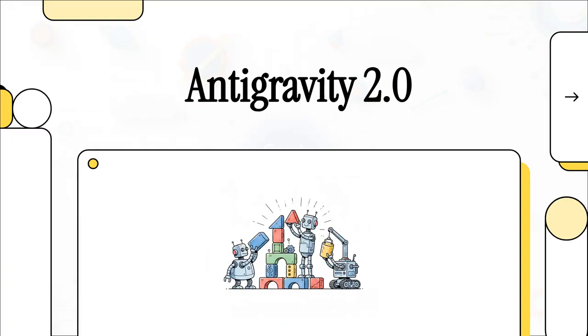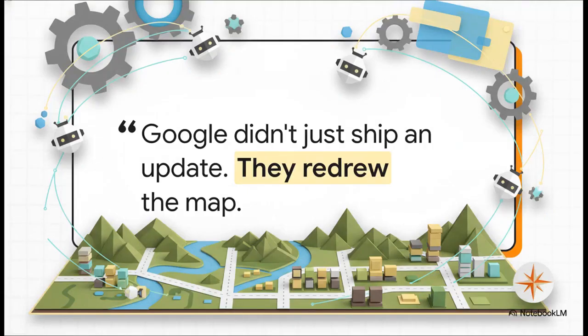Welcome back. So if you've been tracking the intense agentic coding race between Cursor, GitHub Copilot, and, well, the rest of the field, what happened on May 19th demands your immediate attention. Google just released Antigravity 2.0, and honestly, calling it a massive leap forward might actually be an understatement. We're looking at a fundamental shift in how software engineering is going to be done. Google didn't just ship an update, they redrew the map.